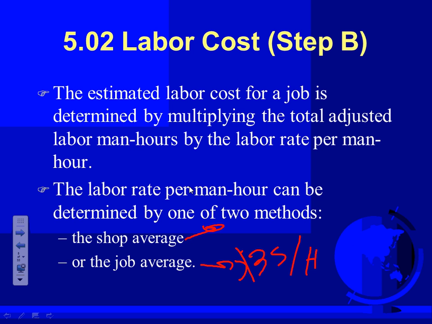Take how much you pay the crews that you have, divide them by how many in that crew, and that will get you the shop average. This is probably the most important thing. In our project, guys, we're using a $35 shop average, job average. I told you, use this value.